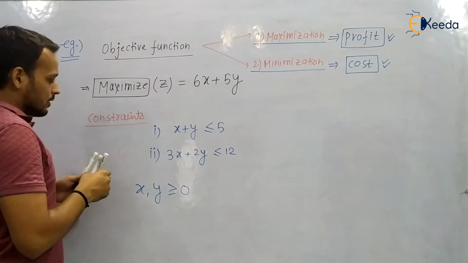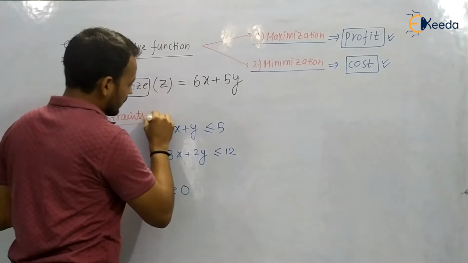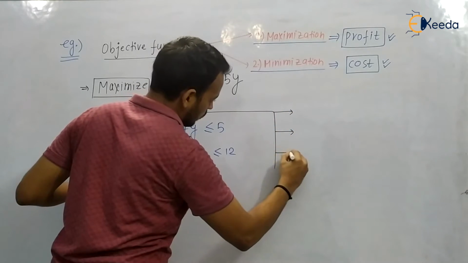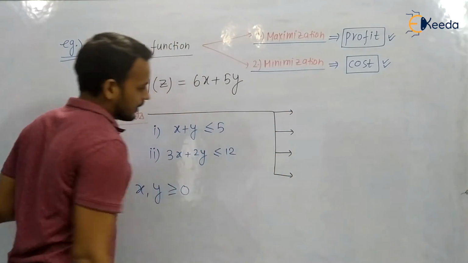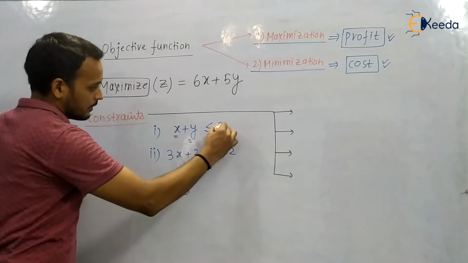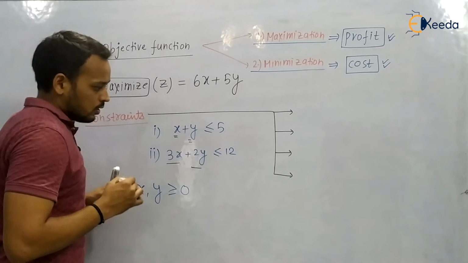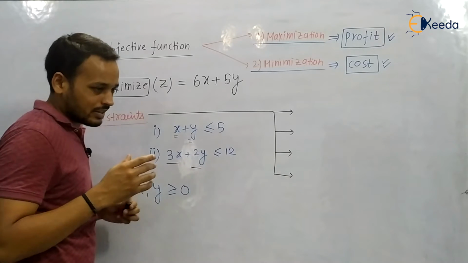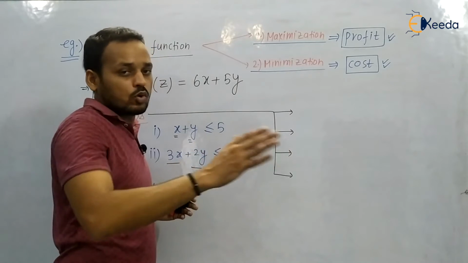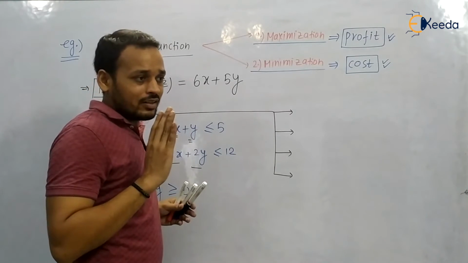The other one is constraints. The constraints can be of four types. You can see one constraint is x plus y less than or equal to 5, and the other constraint is 3x plus 2y less than or equal to 12. So constraints are basically the parameters which you do not have to cross. You have to follow those constraints. You can say they are resources.